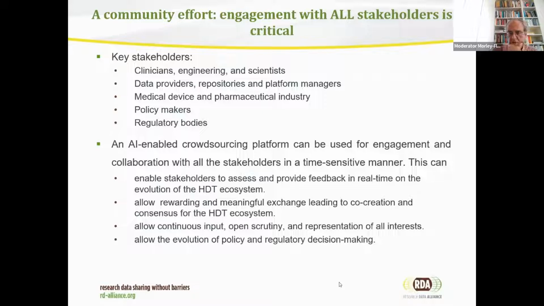And an artificial intelligence-enabled crowdsourcing platform can be used for engagement and collaboration with all the stakeholders in a time-sensitive manner. This can enable stakeholders to assess and provide feedback in real time on the evolution of the human digital twin ecosystem, allow rewarding and meaningful exchange leading to creation and consensus of the human digital twin ecosystem, allow continuous input, open scrutiny, and representation of all interests, and allow the evolution of policy and regulatory decision-making.